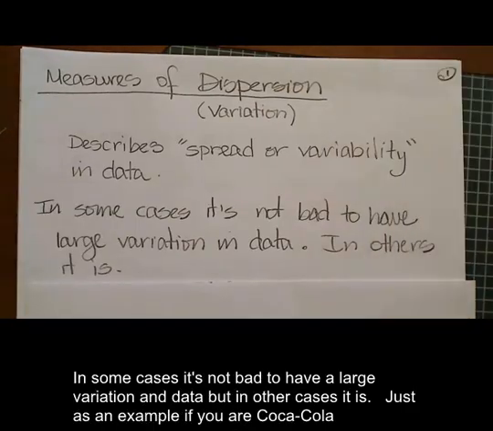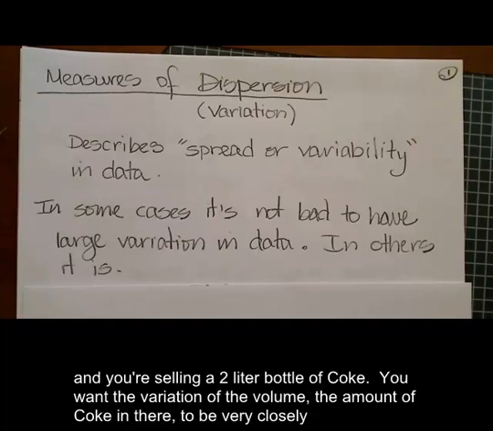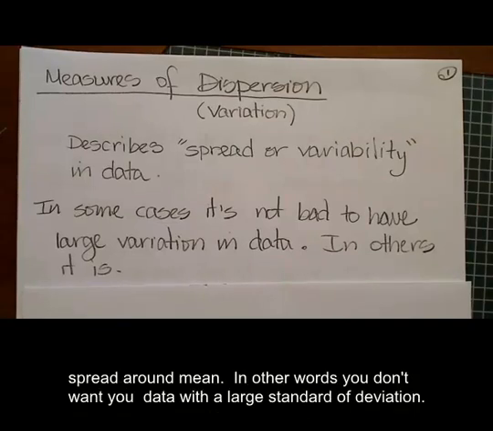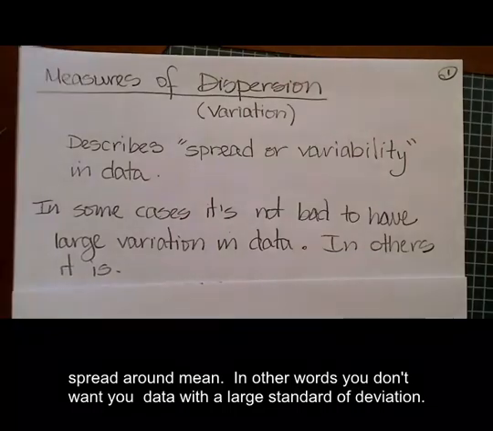In some cases, it's not bad to have a large variation in data, but in other cases it is. As an example, if you are Coca-Cola and you're selling a 2-liter bottle of Coke, then you want the variation of the volume, the amount of Coke in there, to be very closely spread around the mean. In other words, you don't want your data with a large standard deviation.